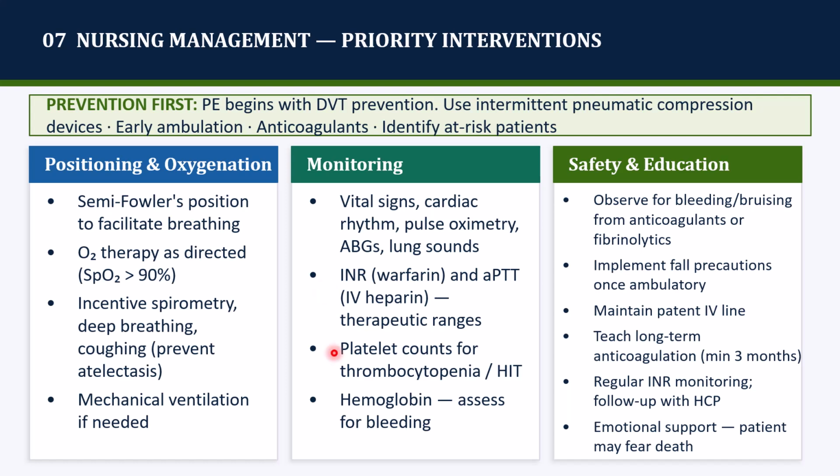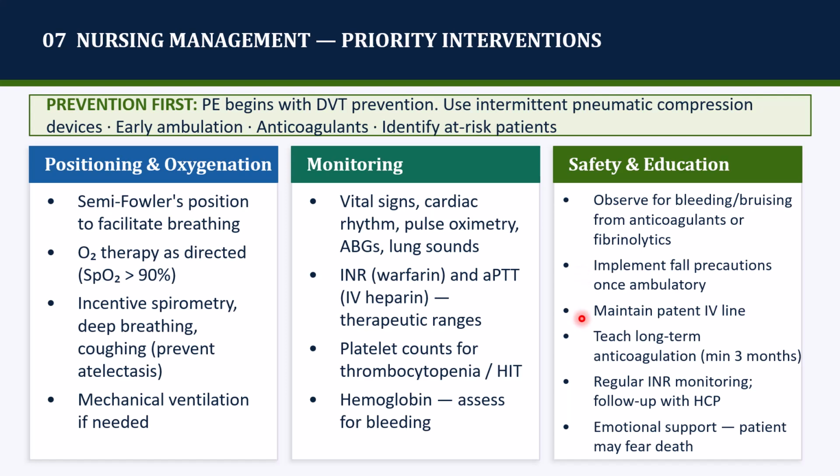Watch platelet counts for thrombocytopenia and the development of HIT, that is heparin-induced thrombocytopenia, and monitor hemoglobin, assessing continuously for signs of bleeding. Safety and education. Closely observe for signs of bleeding and bruising because your patient is on anticoagulants, maybe fibrinolytics, and bleeding is a serious complication. Once the patient can be out of bed, implement fall precautions.